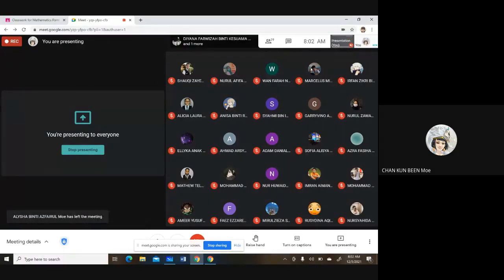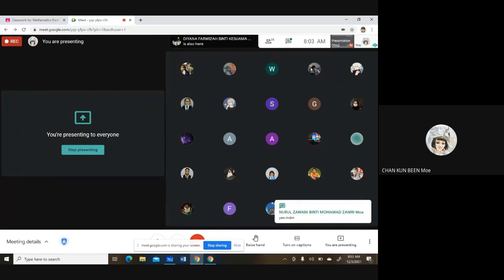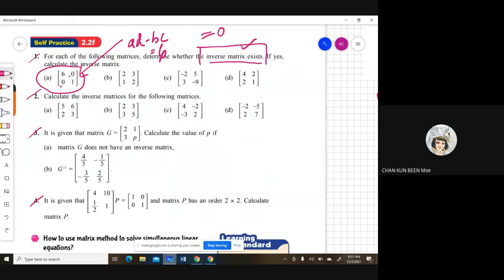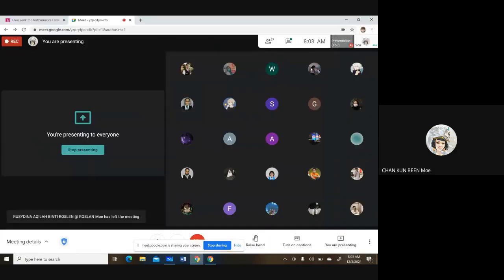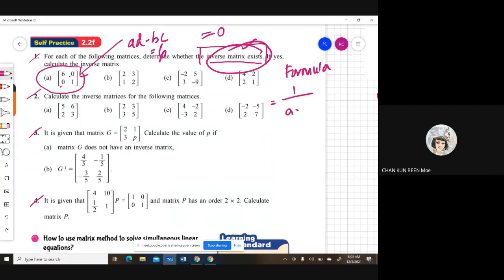Who shall I pick? Zawani, are you there? Zawani, can you tell me what is the formula to get the inverse matrix? Can you use your mic? 1 over AD minus BC. After that? Then D, negative B, negative C, and A.